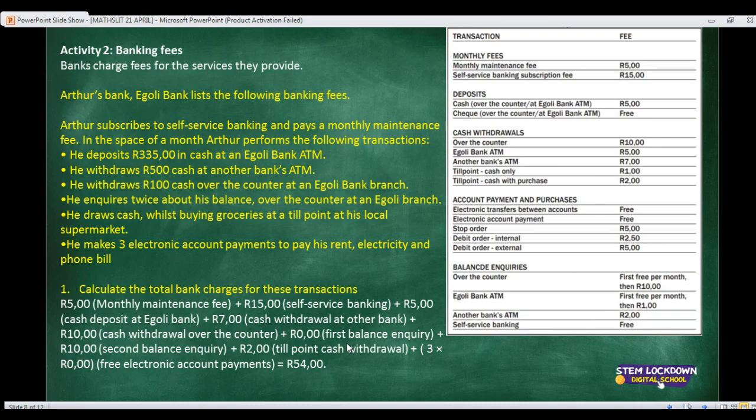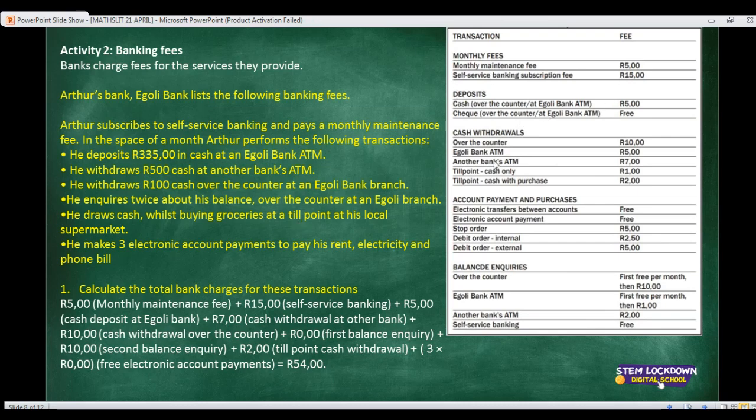So to work this out, please be careful with banking fees. Make sure you first work out the categories. So here, for the very first one, he deposits 335 rands at an Equally Bank ATM. You know this is a deposit at an Equally Bank. So that's where that will help you find the information.